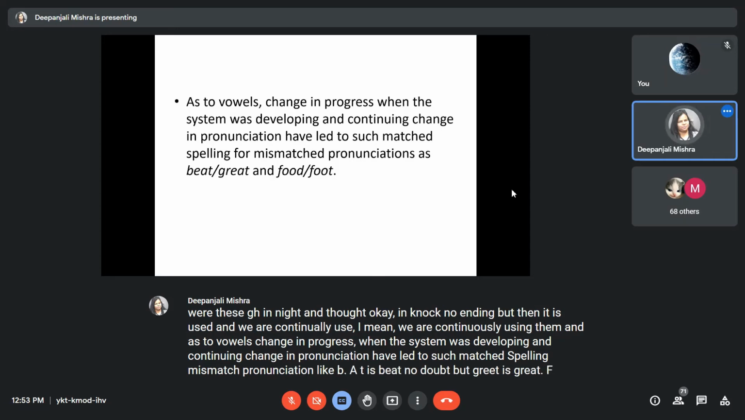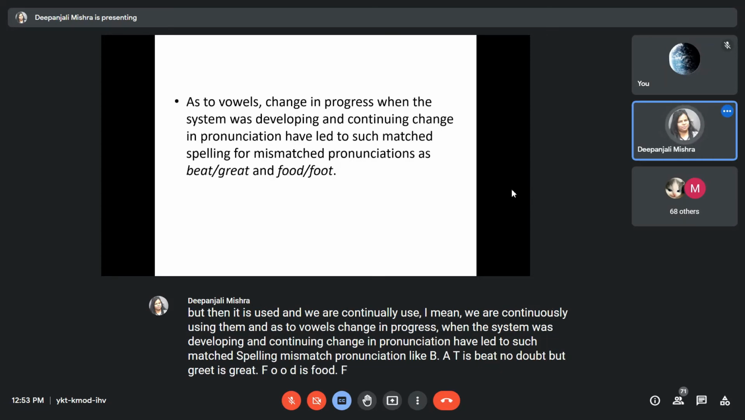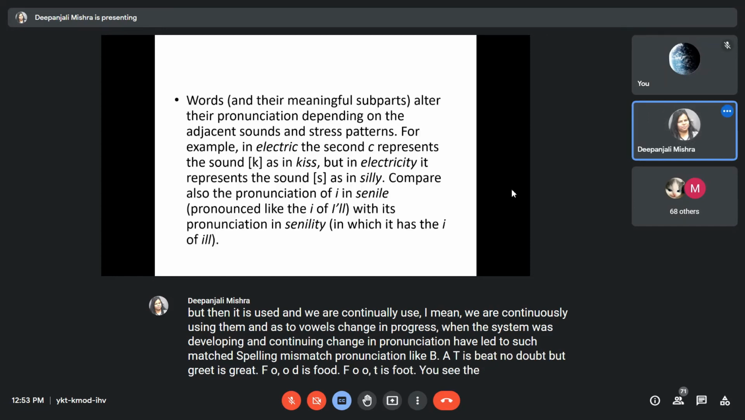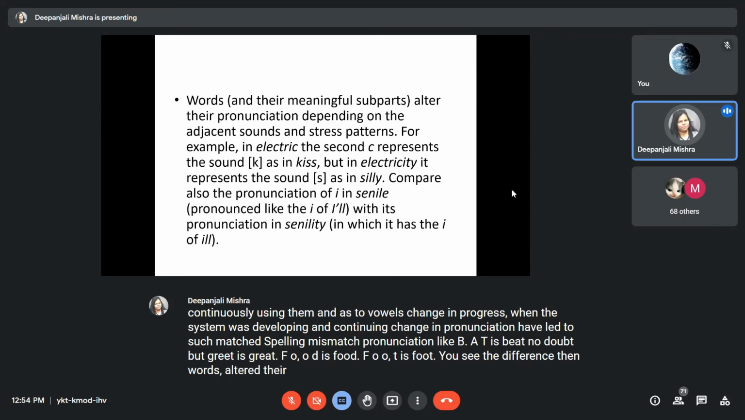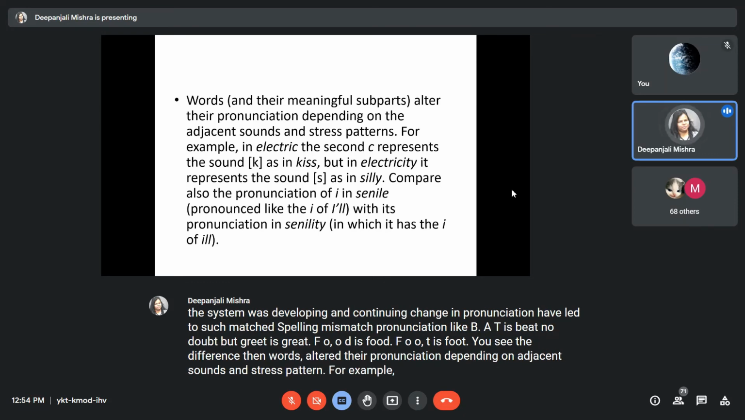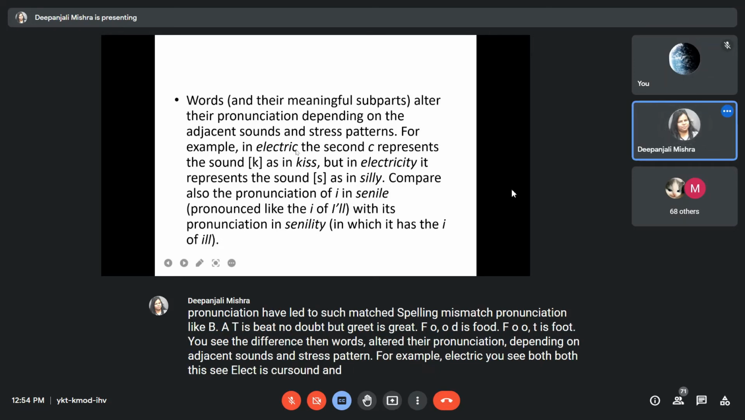FOOD is food, FOOT is foot. You see the difference. Then words alter their pronunciation depending on adjacent sounds and stress pattern. For example, electric. Electric, you see the C. Elect is a k sound, and electric again a k sound. It represents the sound K as in kiss.